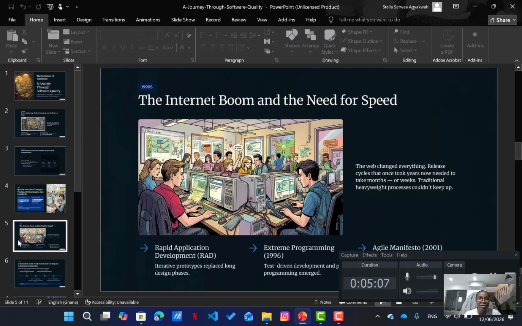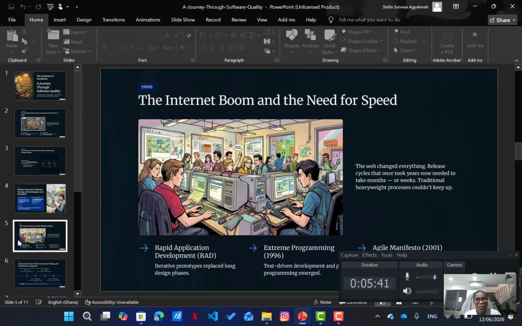Let's move to the internet boom and the need for speed. In the 1990s, the rise of the internet changed software development dramatically. Companies could no longer spend years building software because users expected faster delivery. To meet these demands, new development approaches emerged.